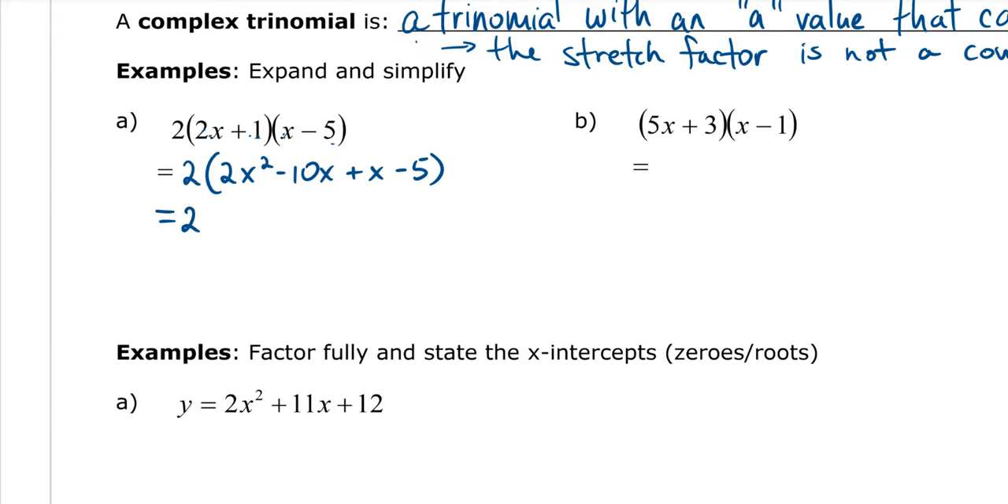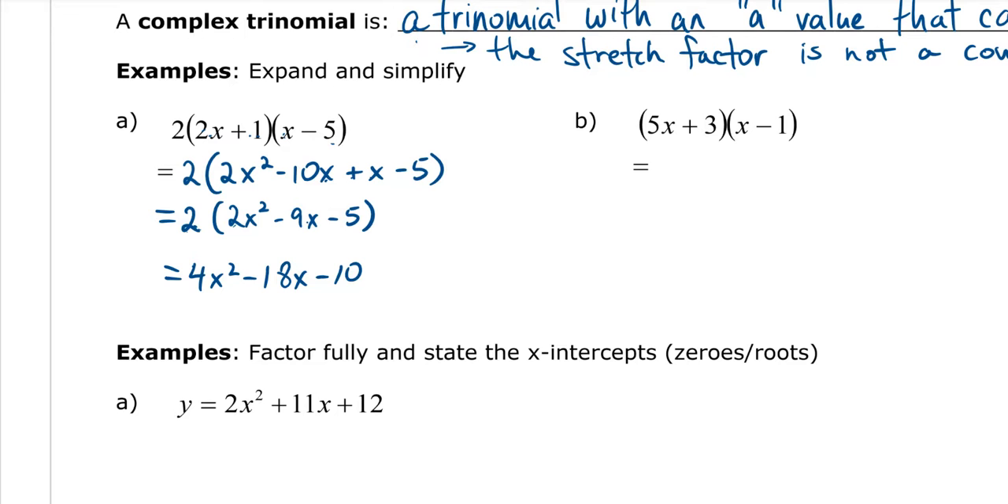Collect like terms, so 2 times bracket 2x squared minus 10x plus 1x is minus 9x, and then we have minus 5. And then if you distribute the 2, you would have 2 times 2x squared, which is 4x squared, 2 times minus 9x, which is minus 18x, and 2 times minus 5, which is minus 10.